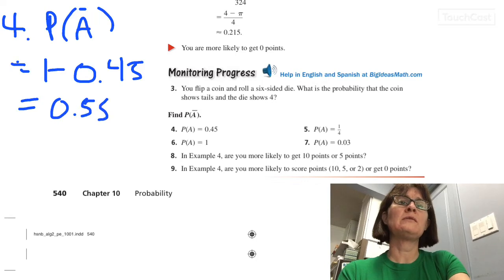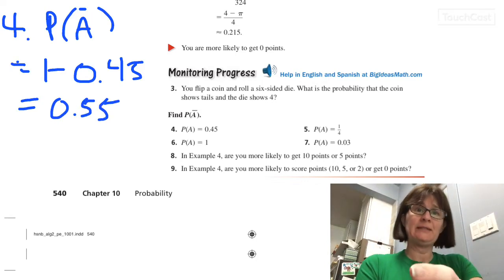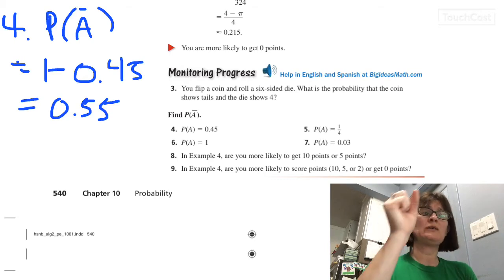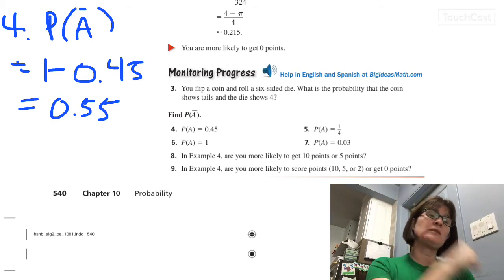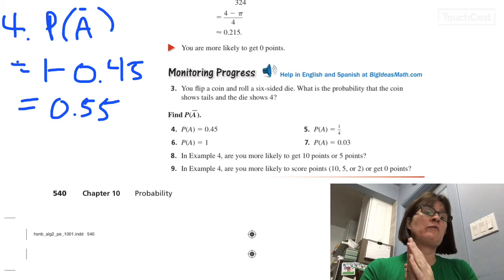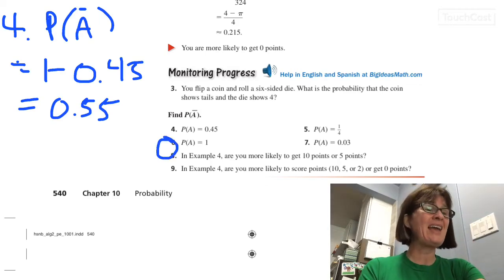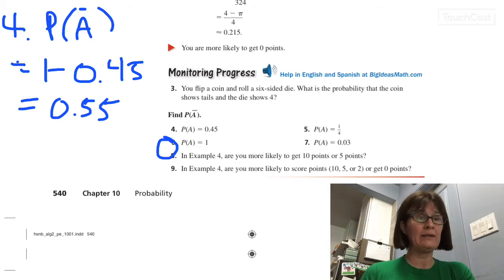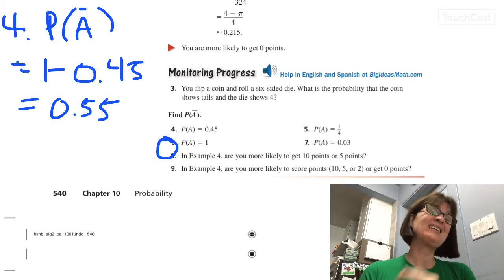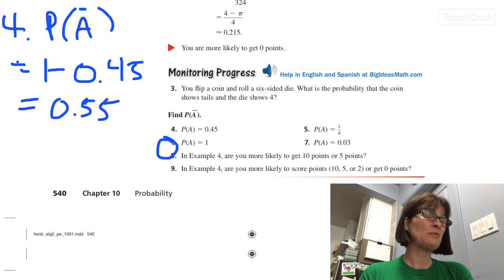Are you allowed to use your calculator? Absolutely. The big idea I need you to know is you could take the probability of A and subtract it away from 1, and that's going to give you the probability of not A. Here we go. If the probability of A were 1, that means 100%. That means A is guaranteed to happen. So what's the probability of not A happening? It's got to be 0.